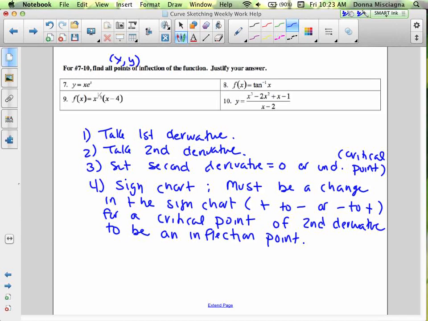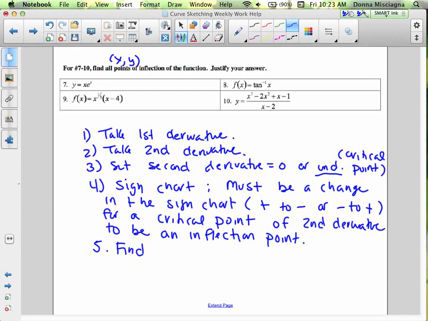All right, once you got that, then find it. So it could be undefined. This is undefined for the second derivative here. It could be undefined for the second derivative, but just fine for the original function. If it is undefined for the original function, it is not an inflection point.